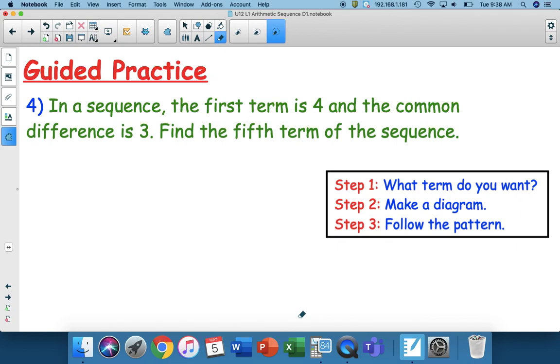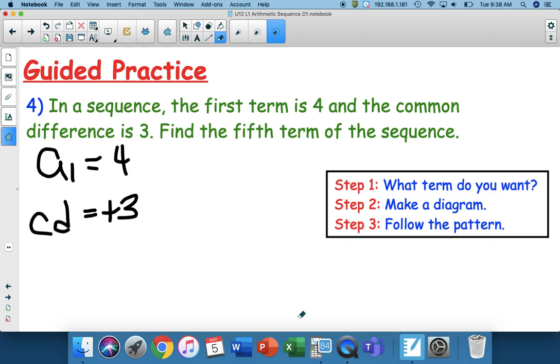So in the sequence, the first term, so now we're going to start labeling stuff, all right? So remember, our first term is A1. So our first term is 4. The common difference is positive 3. Find the fifth term of the sequence.